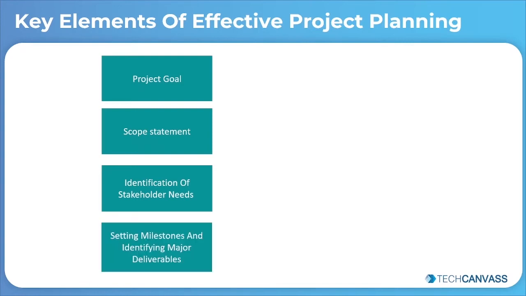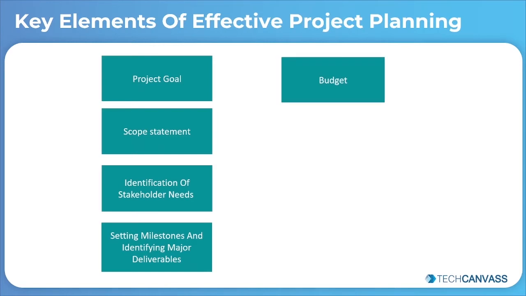Setting milestones and identifying major deliverables. What specific products or services do you need to deliver to your clients? These are called deliverables. The key achievements for a project are called milestones. A project plan should identify and define both these components and set deadlines for their completion.